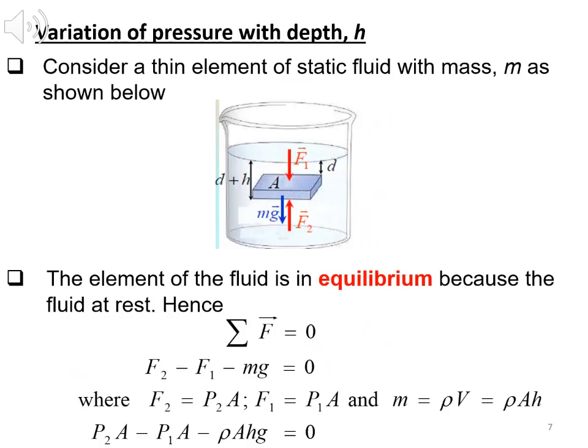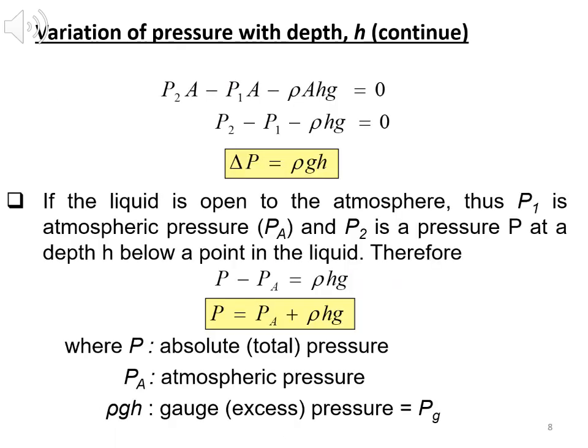From the variation of pressure with depth, we consider a thin element of static fluid with mass, as shown in the figure. The element of the fluid is in equilibrium because the fluid is at rest. Hence the net force is equal to 0, you can apply the force and weight at the element whereby force equals P times A. If the liquid is open to the atmosphere, thus P1 is atmospheric pressure, Pa, and P2 is a pressure P at a depth h below a point in the liquid. Therefore pressure minus atmospheric pressure equals rho g h.